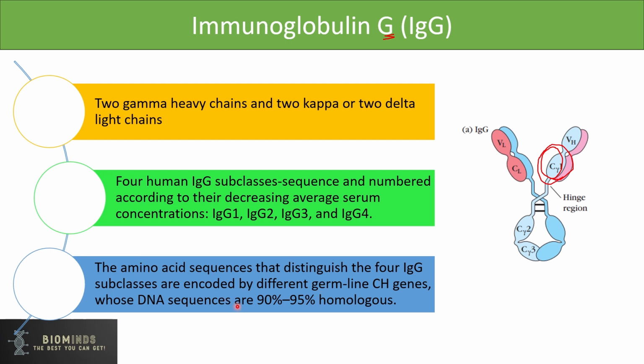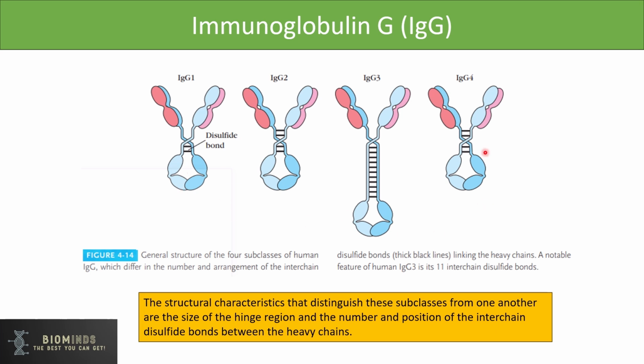So this is the basic structure of immunoglobulin G: 2 gamma heavy chains and 2 kappa or lambda light chains. The constant region of the heavy chain is what differs. Here you can see the different subclasses of IgG: IgG1, G2, G3, G4. The difference you can see in the diagram itself. There is a disulfide bond between the 2 heavy chains, and that disulfide bonding varies between these 4.